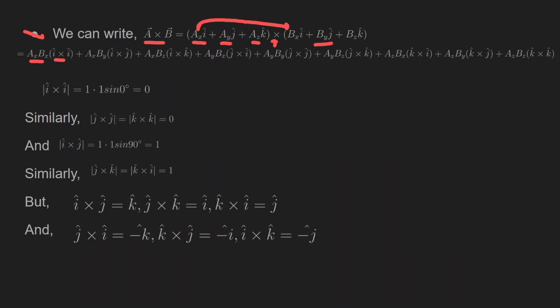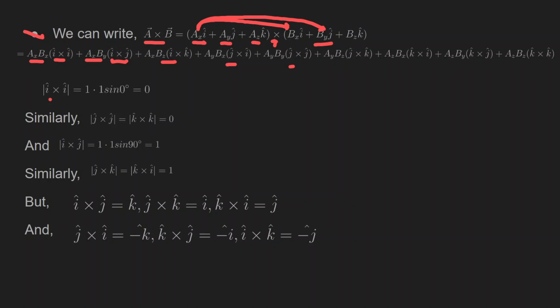Next, Ax multiplies with this, so Ax By, i cross j. Similarly, the third term will be Ax Bz, i cross k. If you open up this bracket, you will get all the remaining terms. Now what do i cross j and i cross k physically mean? Let us see that. Is it going to give us a direction or what?